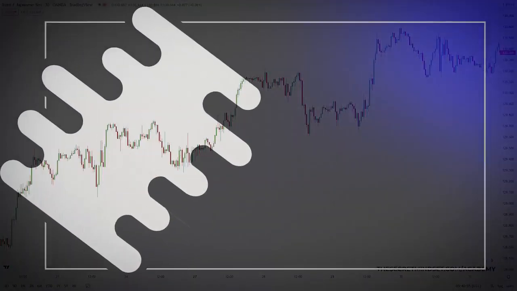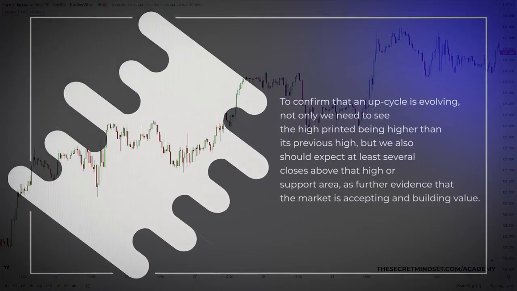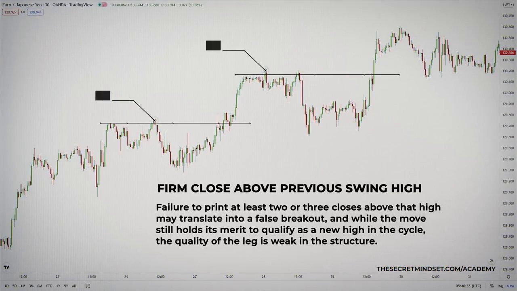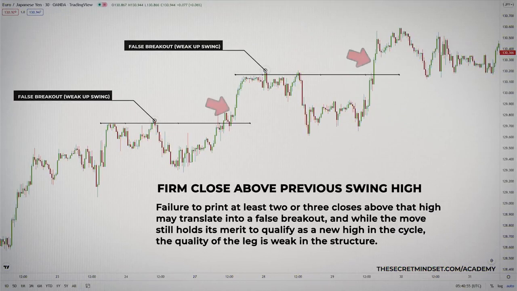To confirm that a bullish trend or an upcycle is evolving in a healthy manner, not only do we need to see the high printed being higher than its previous high, but we also should expect at least several closes above that high or support area as further evidence that the market is accepting and building value. Failure to print at least 2 or 3 closes above that high may translate into a false breakout. And while the move still holds its merit to qualify as a new high in the cycle, the quality of the leg is poor in nature.